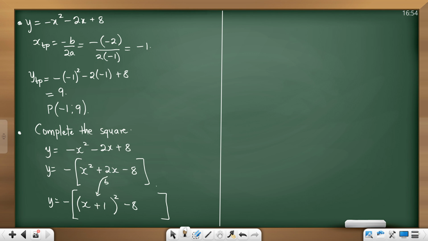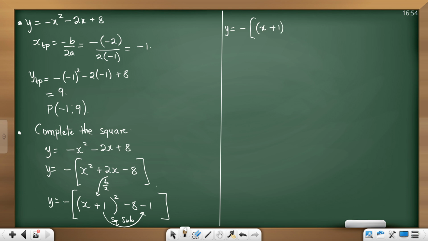I'll put a note there, B over 2. Now what do I do? I square and subtract. What is 1 squared? 1 squared is 1. Subtract, so -1. Remember we did this in our first lesson in closing. So check what I have.